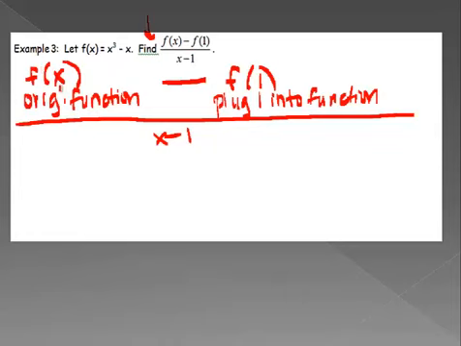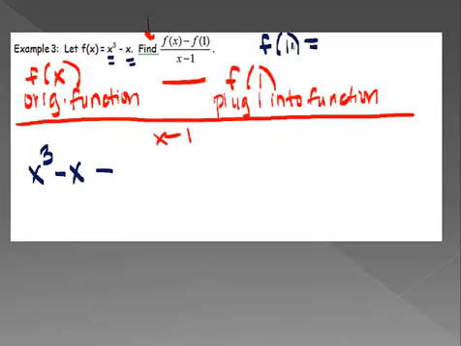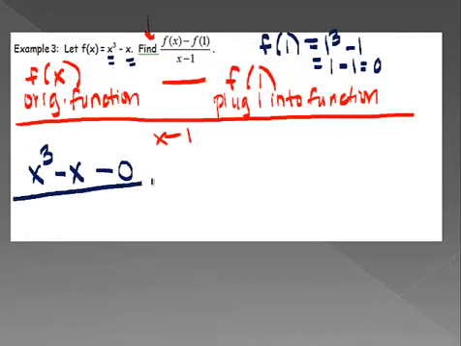So what is my original function? My original function is x cubed minus x, minus. Now I need to do f of 1. Well, usually I do that off to the side. I'm going to do this. f of 1 equals, I'm going to plug a 1 in wherever there's an x. 1 cubed minus 1. Well, 1 cubed is 1, minus 1 is 0. So really I'd be subtracting 0 here. All over x minus 1.